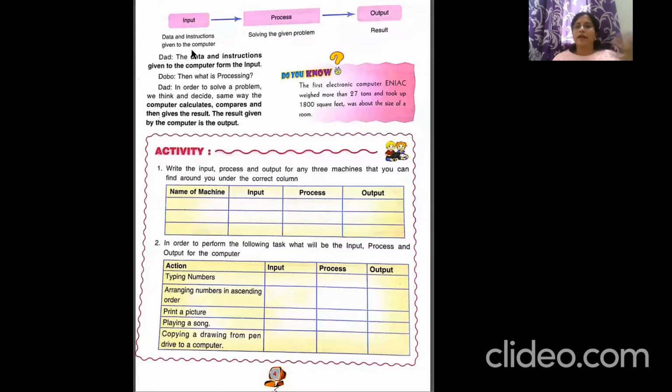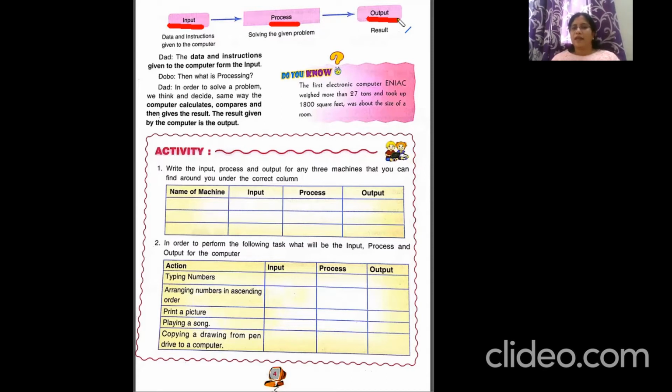See here, the data and the instructions which we give to the computer, we give through the input devices. And then it goes to the processing part. And then finally we get the result in the output. See, your input and then processing, and then finally you get the result in the output. The data and the instructions given to the computer from the input are processed in the CPU, and then we get the output.